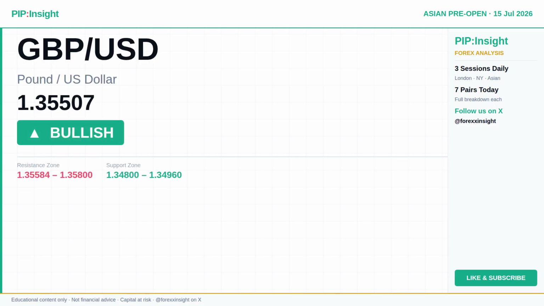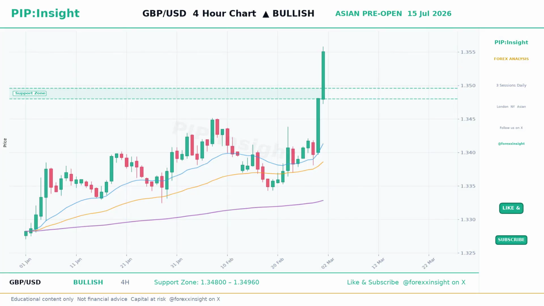Pound dollar. The chart is showing clearly defined bullish structure on this session. The 4-hour trend is to the upside and the 1-hour is also pointing higher. Resistance is marked between 1.35584 and 1.358. Support is marked between 1.348 and 1.3496. Here is the full chart breakdown.